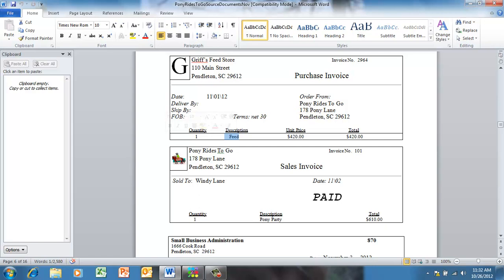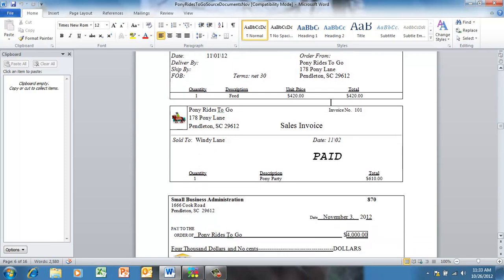Okay, and so when I think about what am I going to debit and what am I going to credit on this source document, we're receiving the use of feed, and we're giving up, not cash, remember, we're giving up the fact that we owe out to a vendor. So we're going to end up debiting feed expense, which is on your chart of accounts, and we're going to end up crediting accounts payable, the liability, because we owe out to Griff's Feed Store.